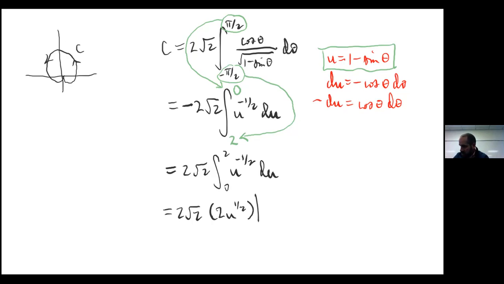Okay, and that's integrated between 0 and 2, which, interestingly, is going to be 2 square root of 2 times 2 square root of 2. Okay? Which is like what? 8.